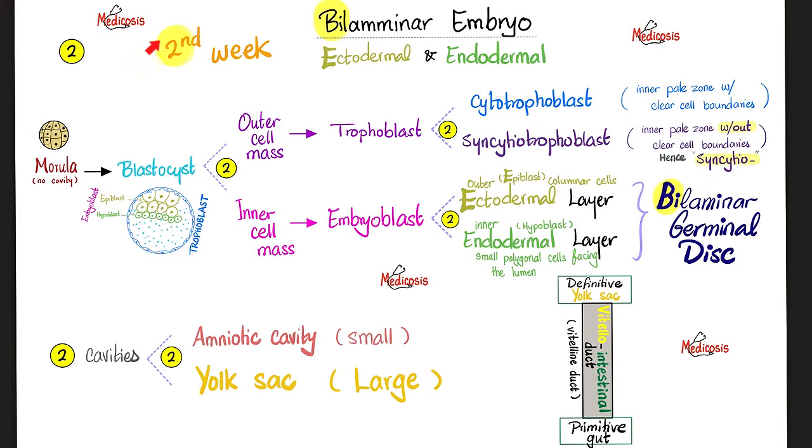Again, remember that at the 2nd week, everything is 2. You have outer cell mass and inner cell mass. The trophoblast is divided into cyto and syncytial. The embryoblast is divided into epiblast and hypoblast. And you have 2 cavities: amniotic cavity and yolk sac cavity.